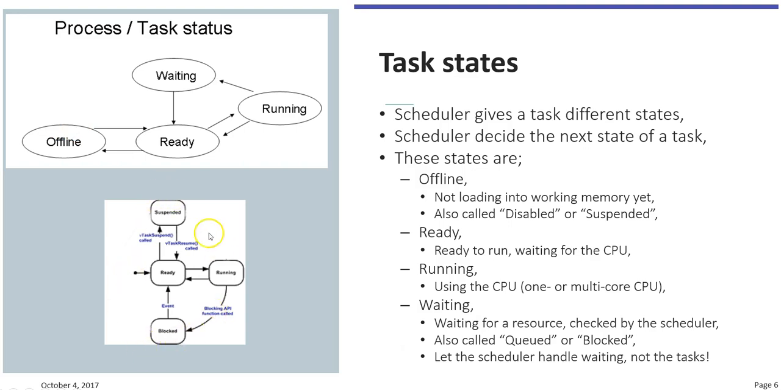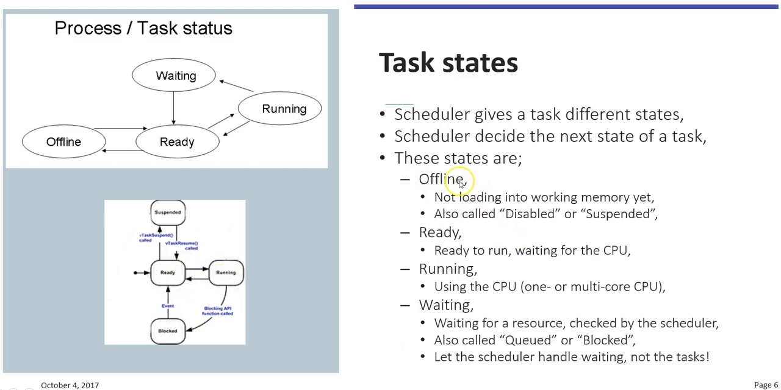Here in another diagram, offline is called suspended. Waiting is called blocked. But still, you have ready, running, and then if you're using some sort of resource that is occupied, you are going to be blocked and go back to ready, and then you can run next.